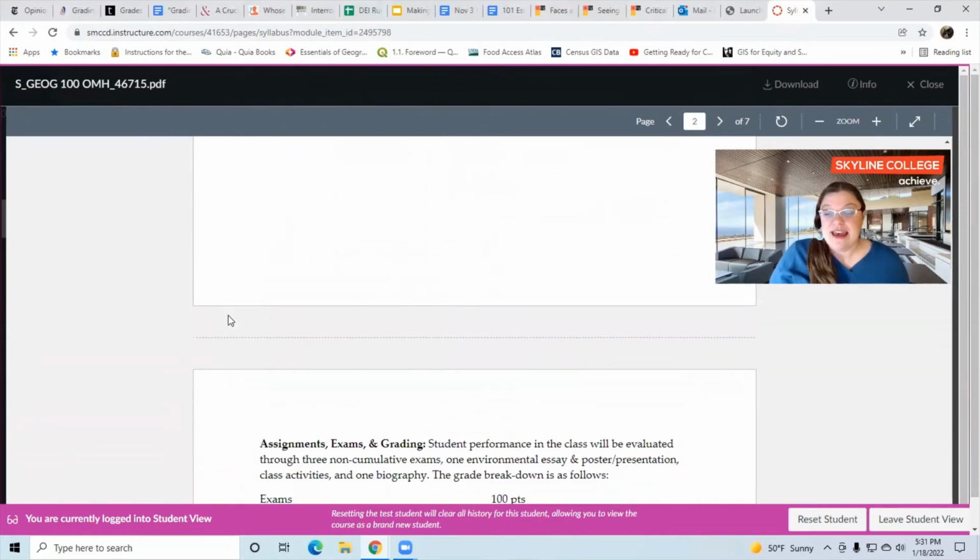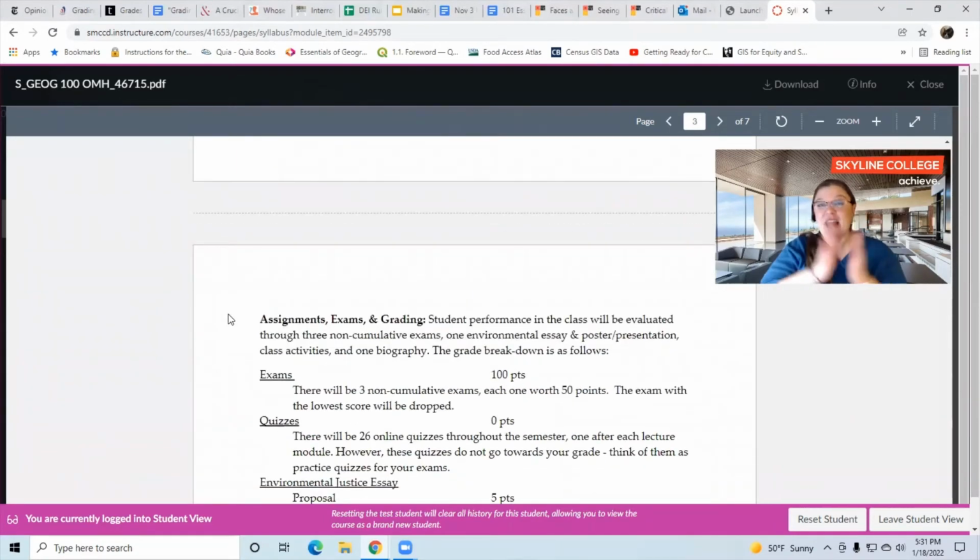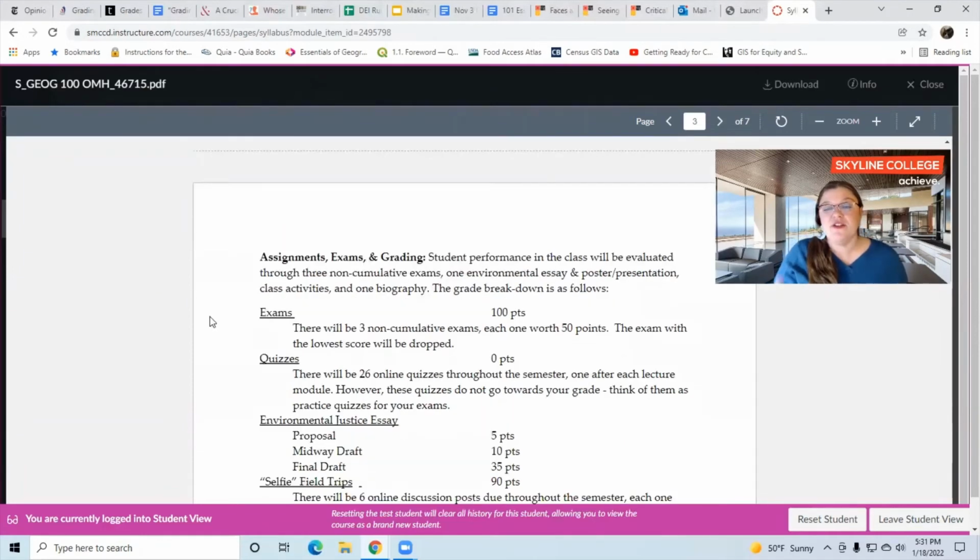Okay. Here's the big one. Everyone wants to know, okay, how do I get an A in the class? So here's how you will be assessed. There are 3 exams. They're each worth 50 points, and they are non-cumulative, which means that when you finish one, I'm not going to go back and test your old material. You can also drop your lowest score.